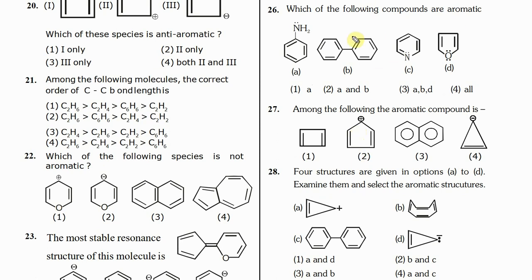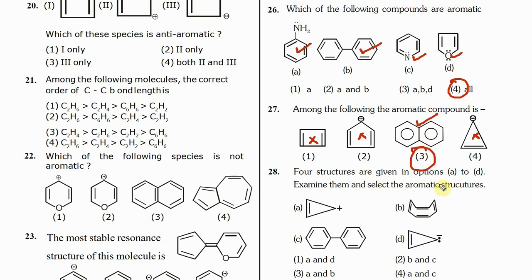Which of the following compounds are aromatic? Very simple. Aniline, this also I know, this also I know, this also I know. So it is all. Correct? Among the following aromatic compounds, see, repeating questions. We cannot take more questions than this. Aromatic, this is aromatic, this is anti-aromatic, this is anti-aromatic, this is anti-aromatic. So it is going to be C.